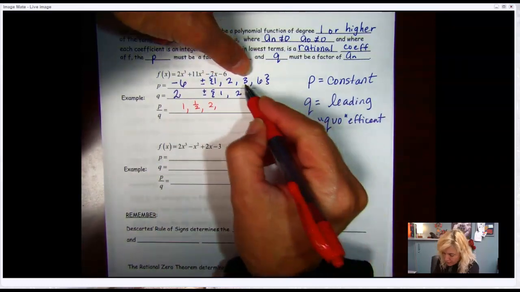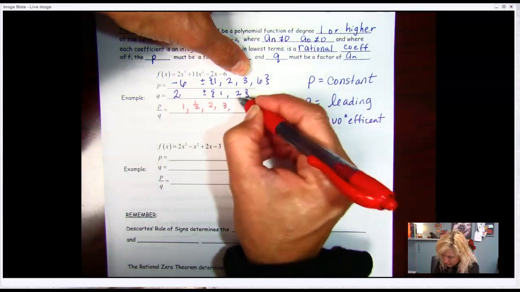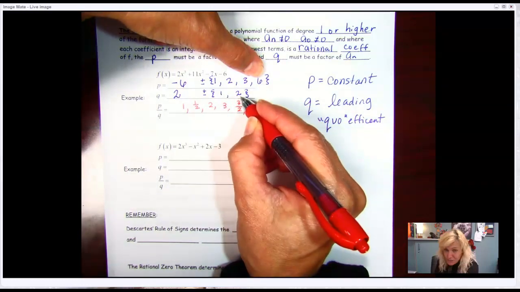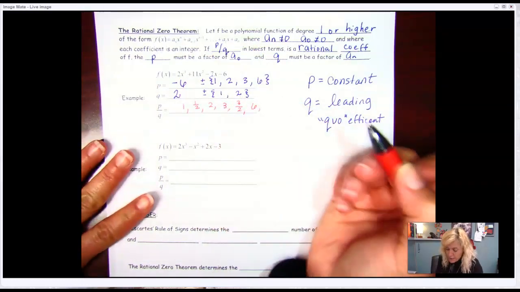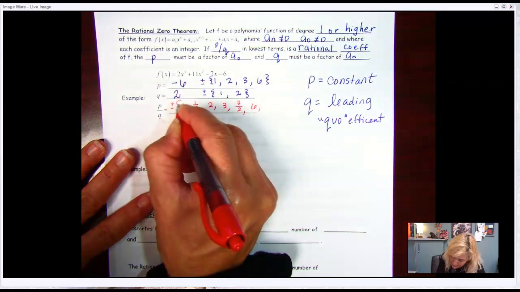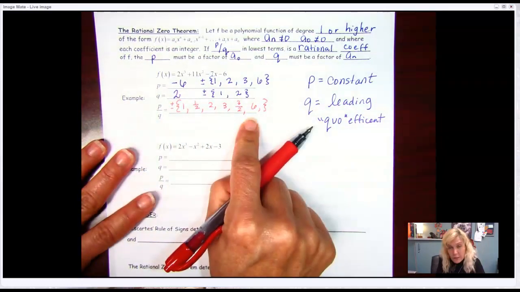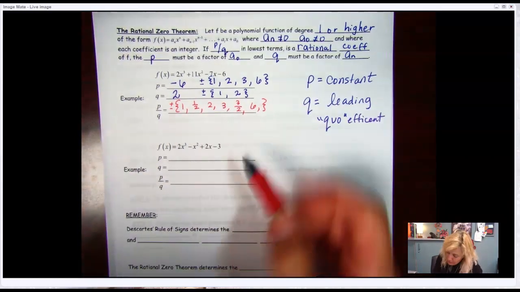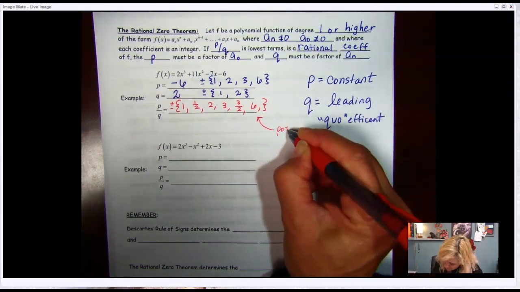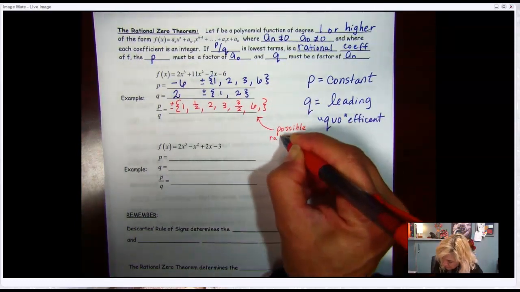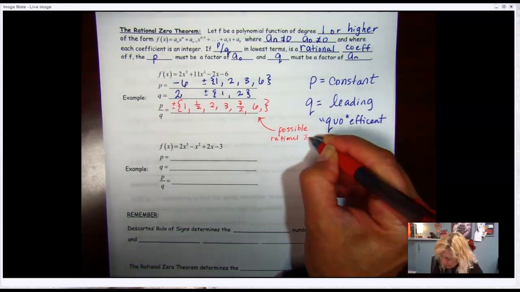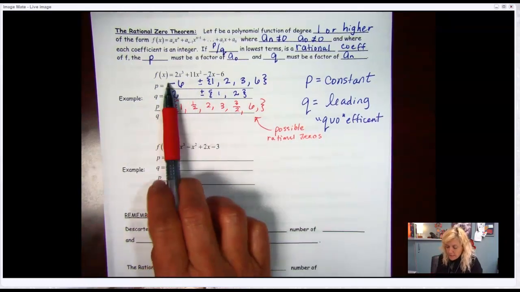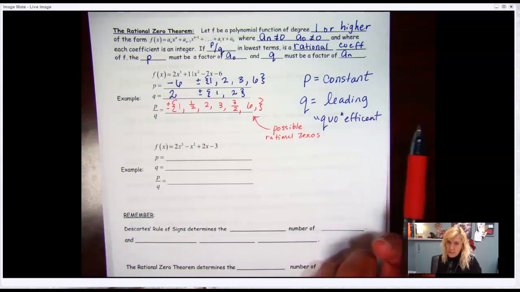Now I'm going to go to 3. 3 divided by 1 is 3. 3 divided by 2 is 3 halves. 6 divided by 1 is 6. 6 divided by 2 is 3, but I already wrote it right there, so I'm not going to write it twice. Same thing. The positive and the negative quotients, those are all going to be possible rational zeros. And remember, rational is real numbers. So these are all possibilities where this polynomial will actually cross the x-axis.